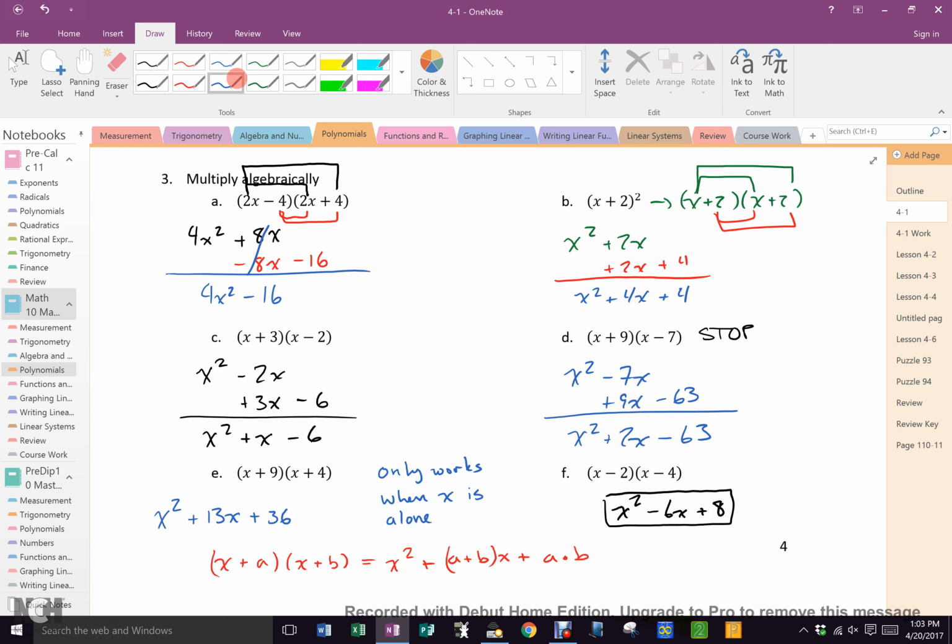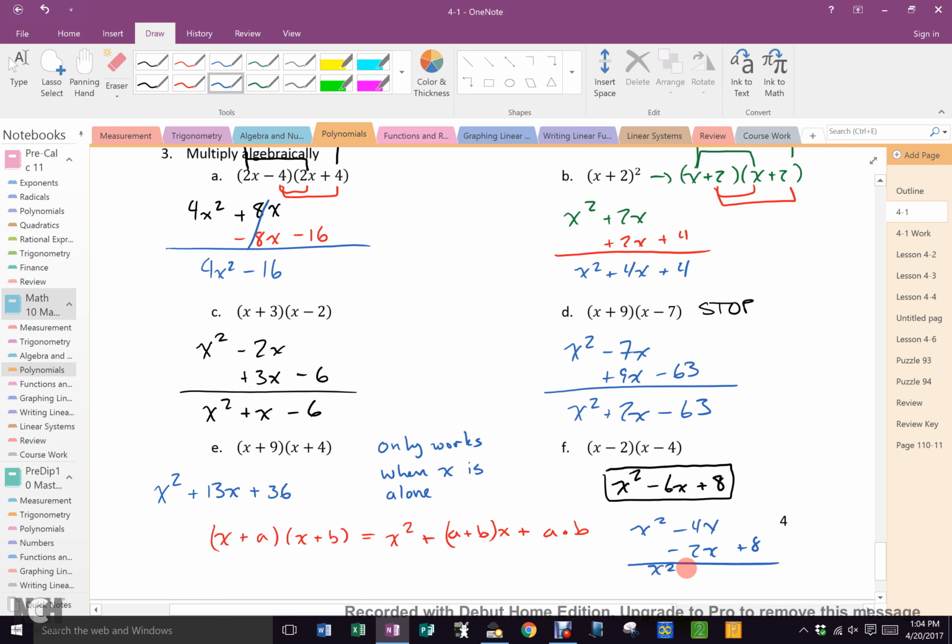Does everybody see the shortcut? If you don't believe me that it works, check it. X squared minus 4x minus 2x plus 8. X squared minus 6x plus 8. Hey! But it only works when? If the first variable is by itself. Okay? Everybody with me? All right.